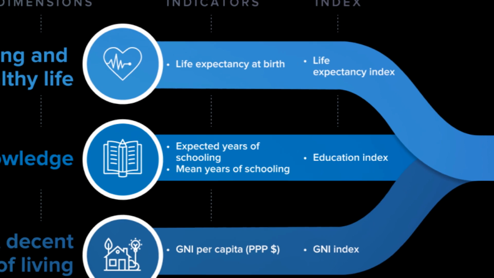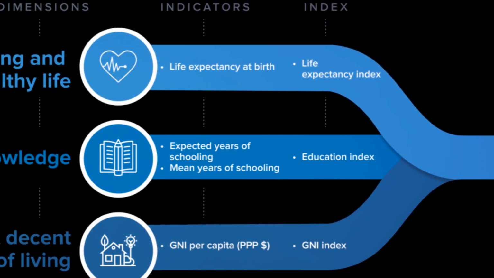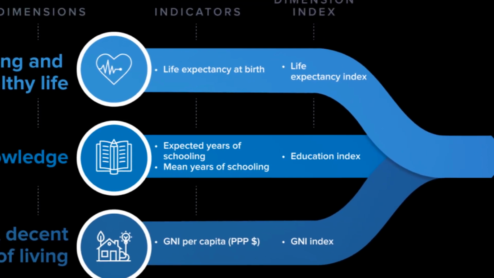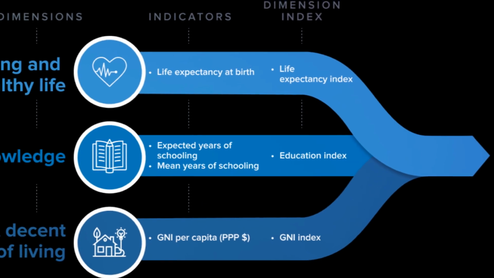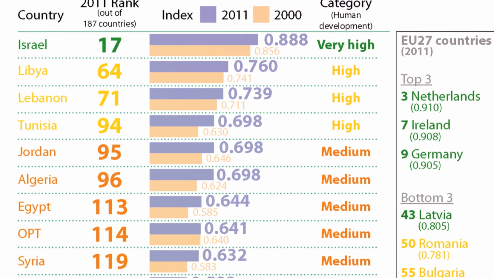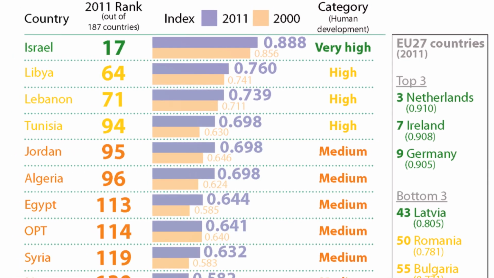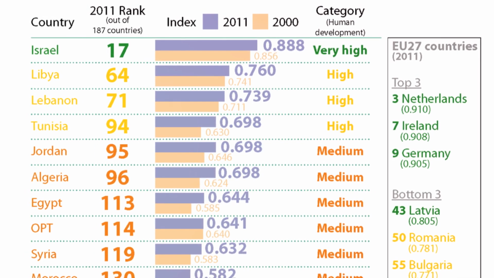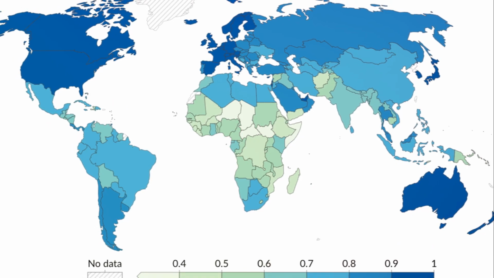Calculating the HDI is a bit more complex. Each of the three dimensions is given a score between 0 and 1, with 1 being the best. These scores are then averaged to give an overall HDI score. A higher HDI score indicates a higher level of human development.